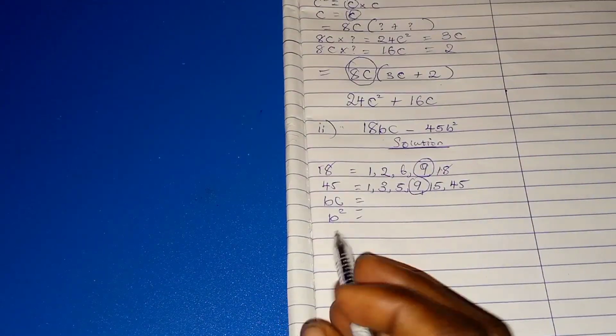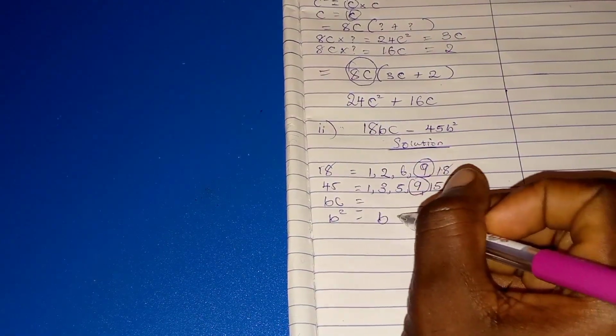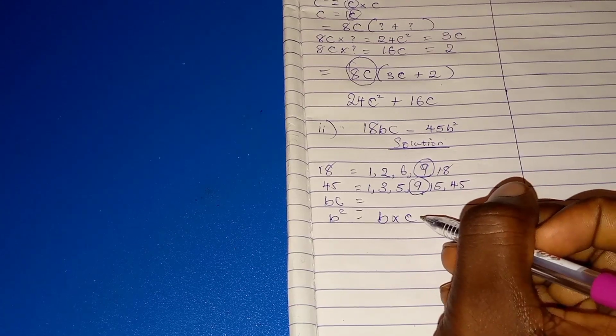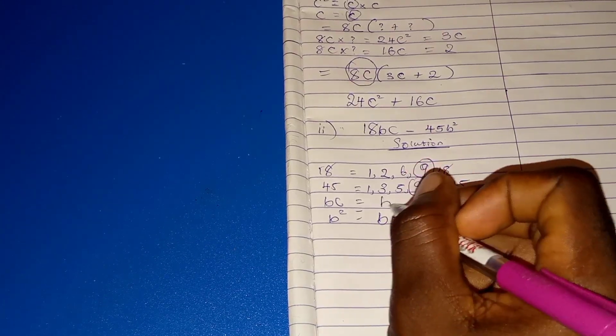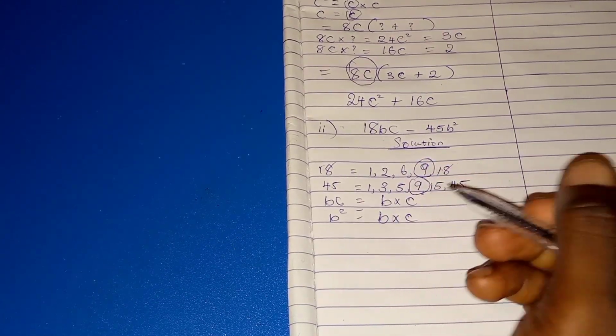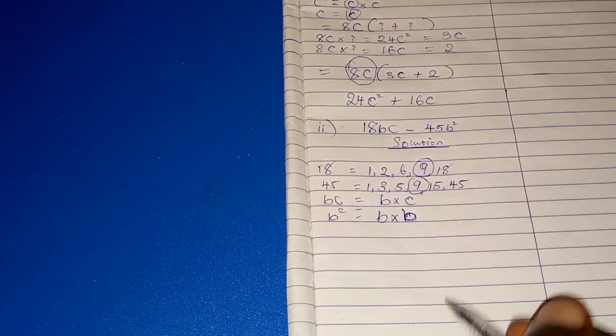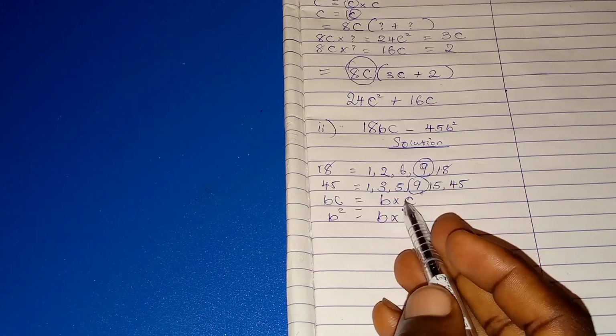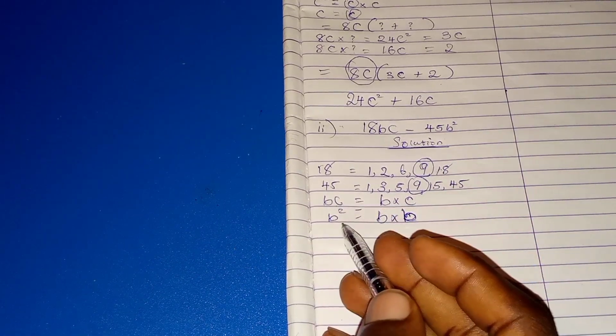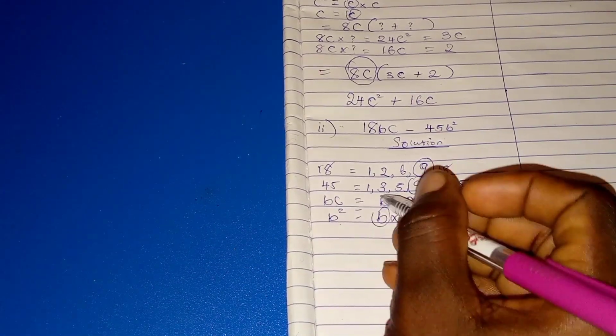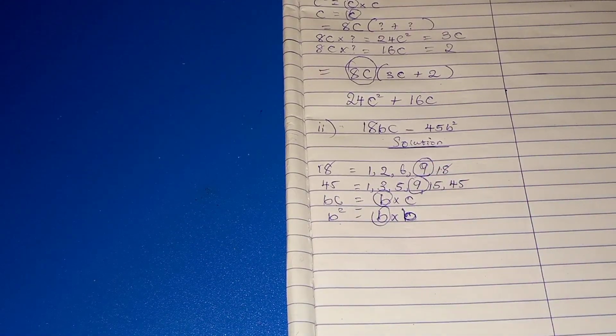Now moving over to BC. B multiplied by C is actually BC. Then B squared is actually B multiplied by B. So what is the common factor of BC and B squared? It is actually B. The highest common factor is B.